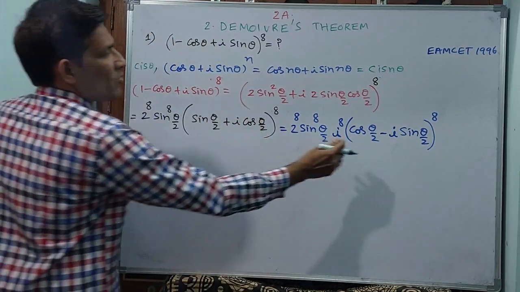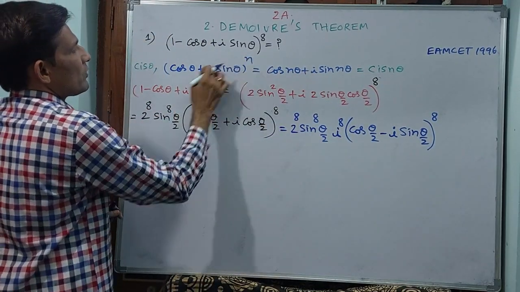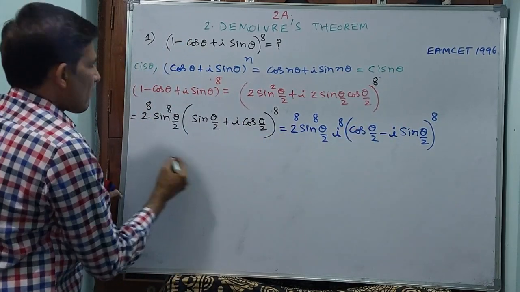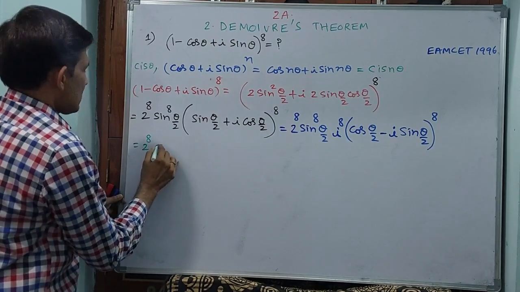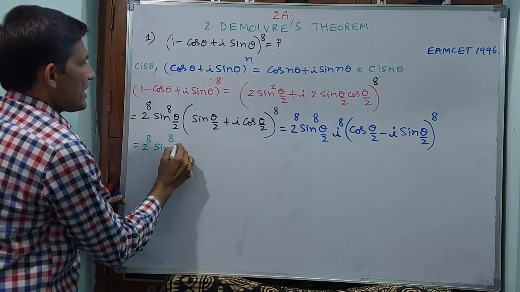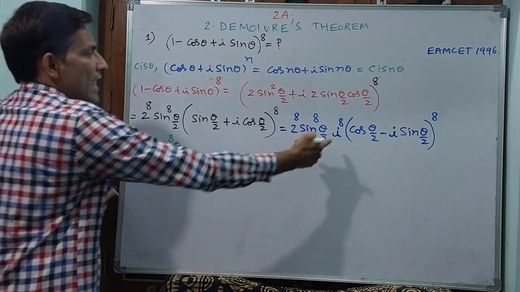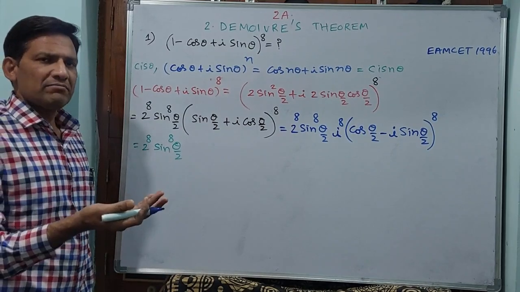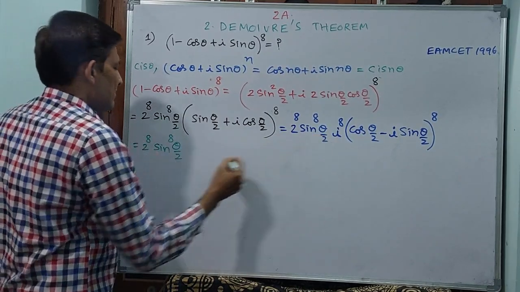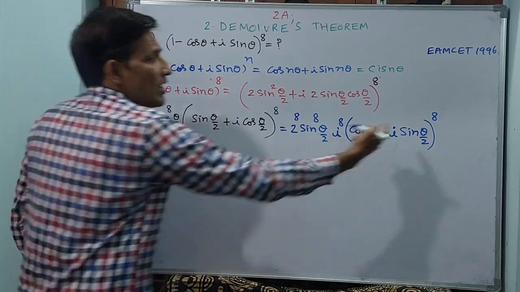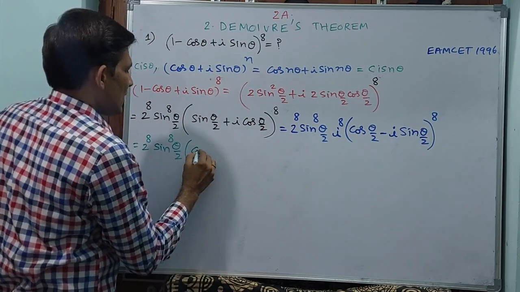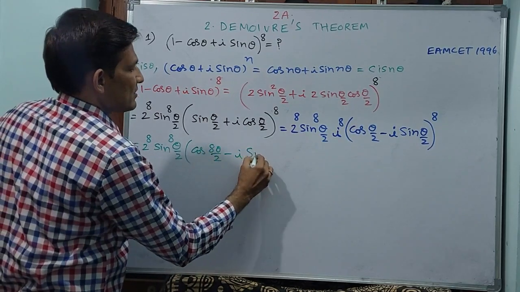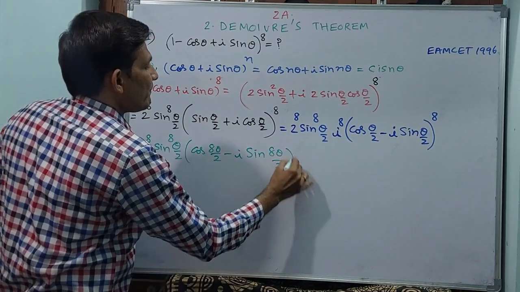Now you can convert this. See what I am writing now. Now it is in this form. n, that is 8, you can multiply now. You understand now? Now multiply: 2 power 8 sine to the power of 8 theta by 2. i power 8 means what value? i power 4 is 1. i power 8 means i power 4 whole square, 1 square, 1. That means you need not write this i power 8 again. Okay, now I am bringing this n inside: cos 8 theta by 2 minus i sine 8 theta by 2.